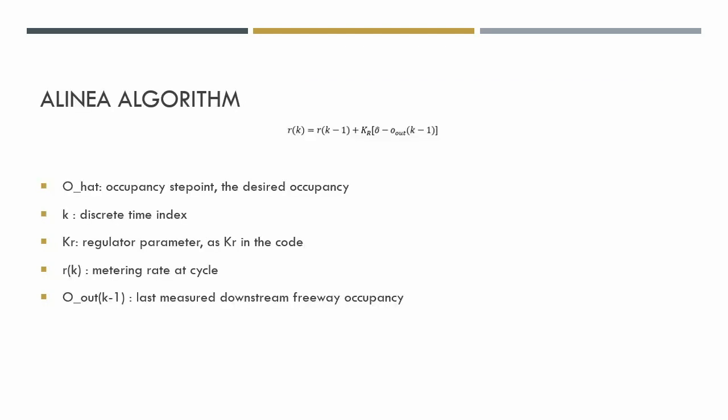ALINEA is a recursive RAM metering algorithm. We used it to calculate an optimal RAM flow. The output of the algorithm is the RAM flow, and the only input is the current output occupancy. It has 2 constant parameters, the desired occupancy and the regulator parameter.